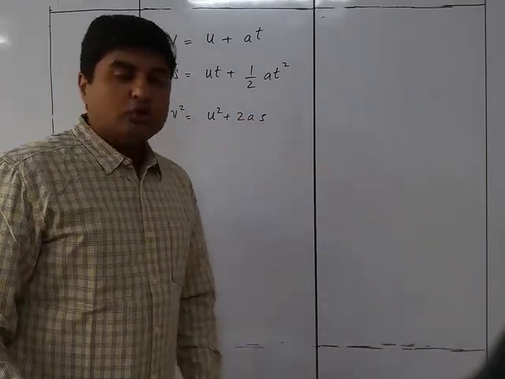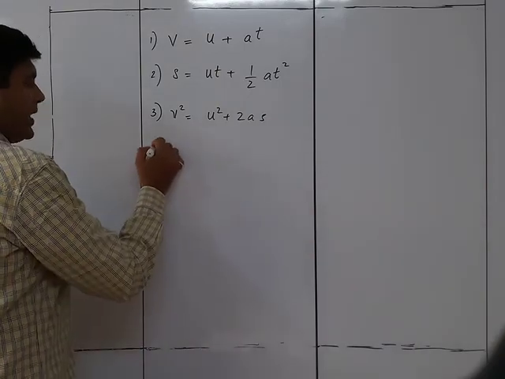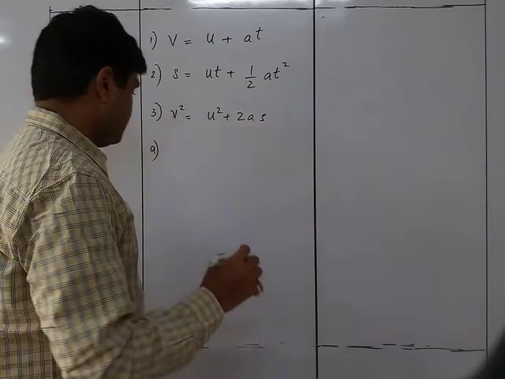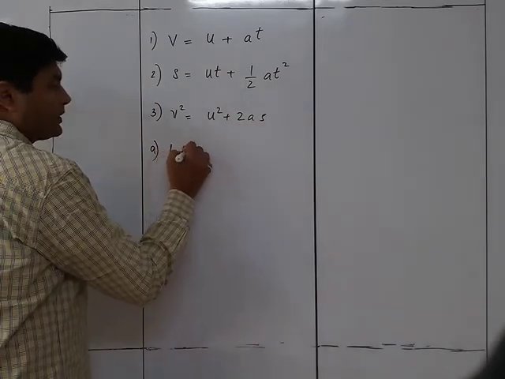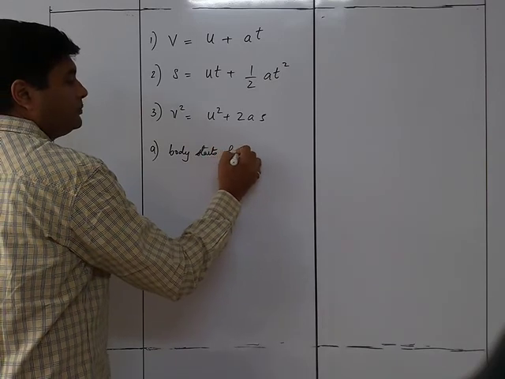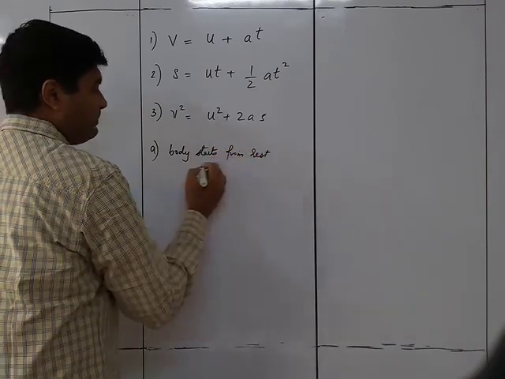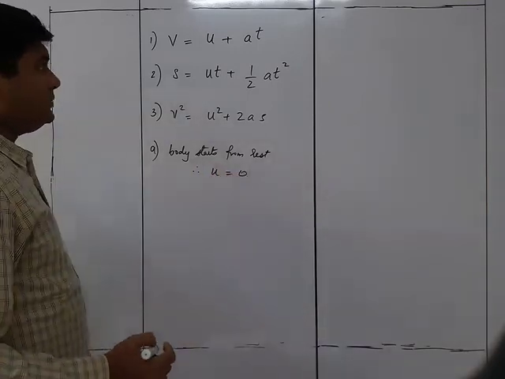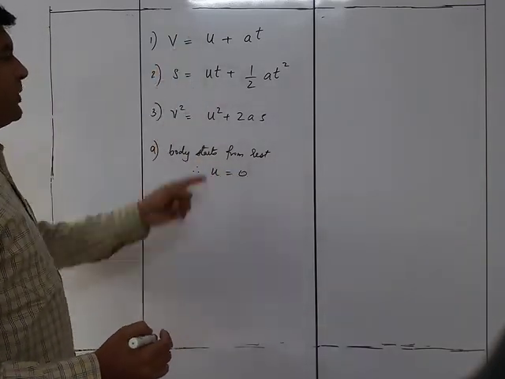Now we'll see two special cases. Case 1 is when the body starts from rest. That means my u is equal to 0. So what will happen to the equations if my u becomes 0?